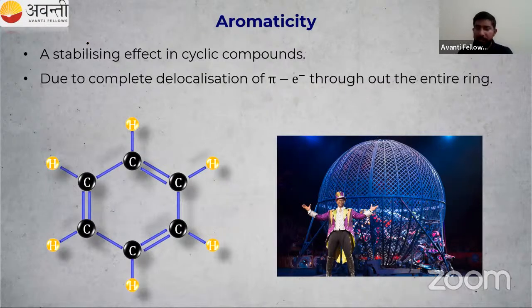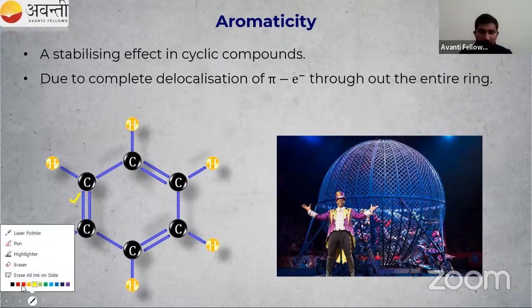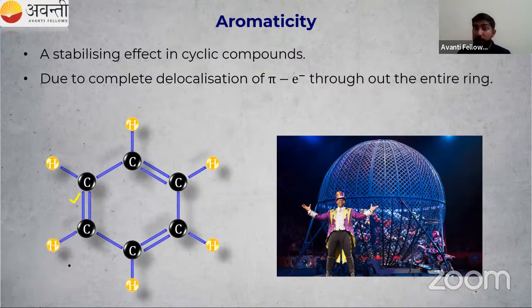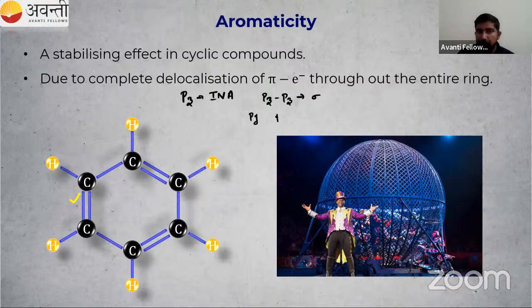aromaticity, right? In benzene, we have studied, here we have a pi bond, then a sigma bond, then again a pi bond. There is pi, sigma, pi conjugation present. Then in chemical bonding, we studied that if PZ is the internuclear axis, then PZ and PZ orbitals will form a sigma bond, right? Then PY and PX can form a pi bond, right?